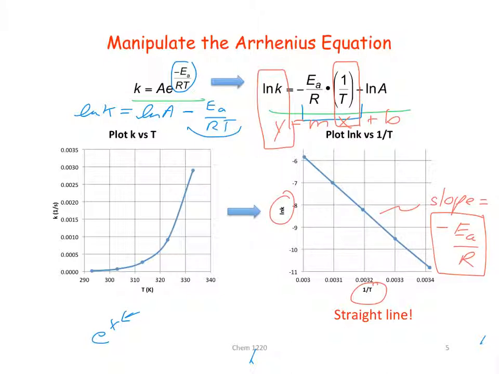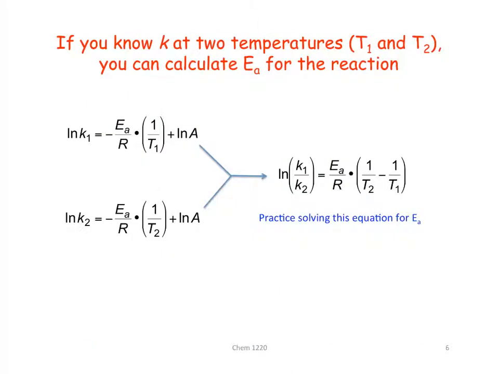Okay, so another way to do this is, if we know k values at 2 different temperatures, say T1 and T2, we can calculate the E sub A for that. So basically it's like taking the slope of that line.